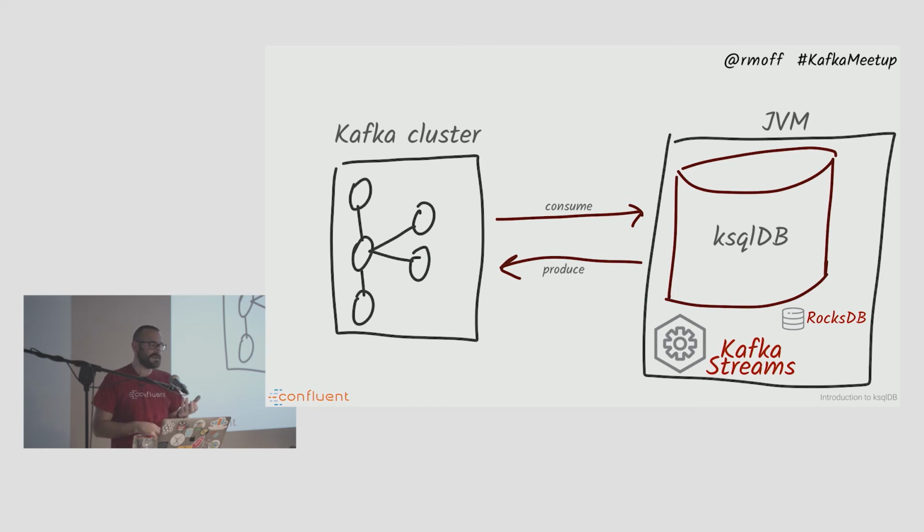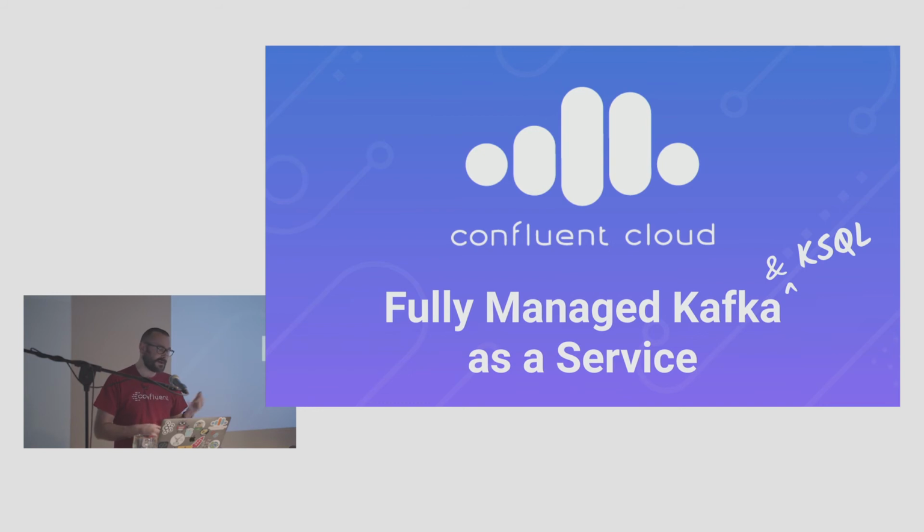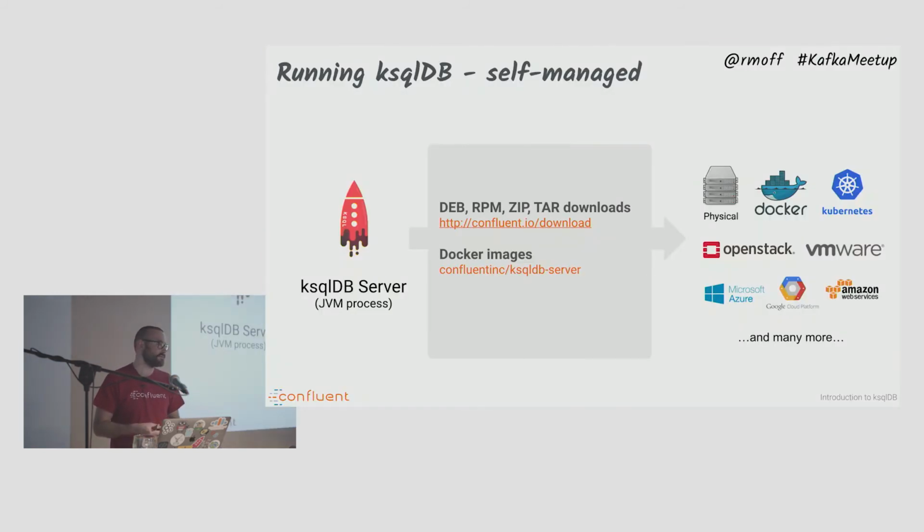And it persists the data, the state store, using RocksDB. It runs within a JVM, so it's got Kafka Streams and your RocksDB in a JVM, which means you can run it wherever you want. You can run it in Confluent Cloud, which we would love you to do as a managed service. You can also run it yourselves, on Docker, on Kubernetes, on bare metal, up in the cloud, however you want to do it.